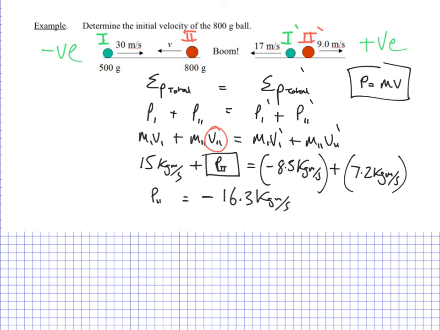Okay, well, let's come back to this equation over here. If I know the momentum, I can just quickly rearrange this and solve for velocity. So velocity is going to be momentum over mass. So if I take the, not prime, just velocity initial, if I take this momentum and divide it by the mass, which is 800 grams, I'm going to get 20 meters per second, and it's going to be a negative value, which tells me that it's going to the left.